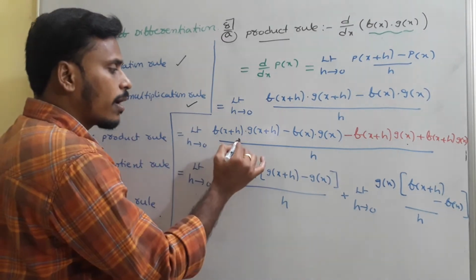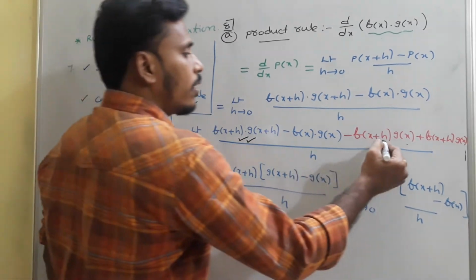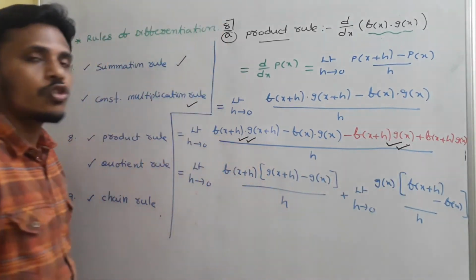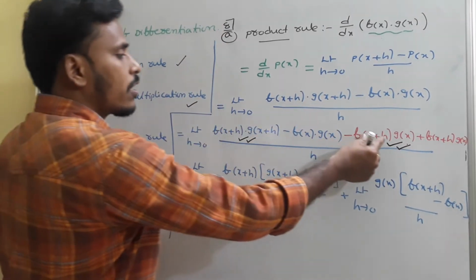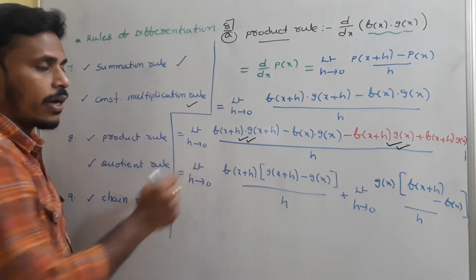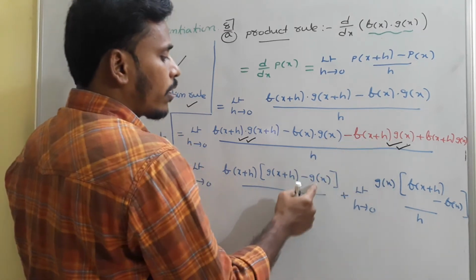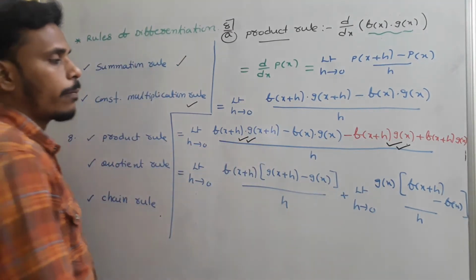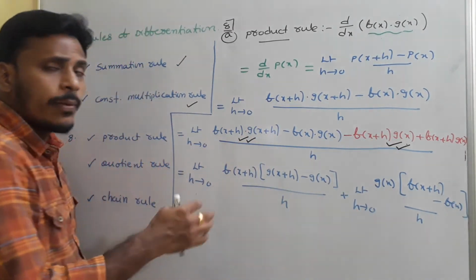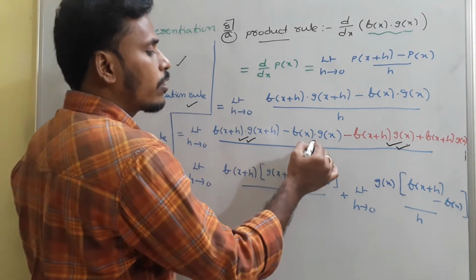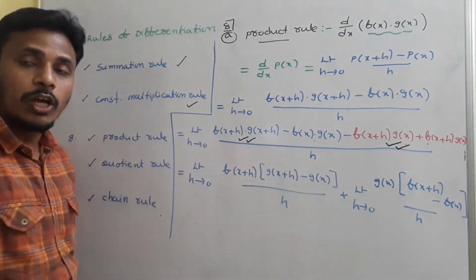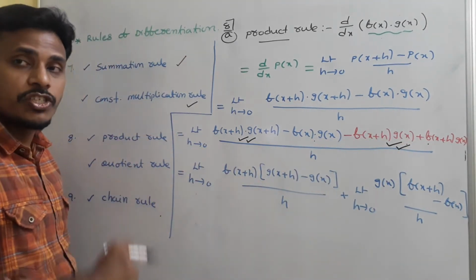And now think about this first one as well, this third one. In these two terms, f of x plus h is a common thing, so separate it. You are left with g of x plus h and g of x in the bracket. Plus limit h tends to 0. Then think about the remaining two terms. From there, you just take out g of x.